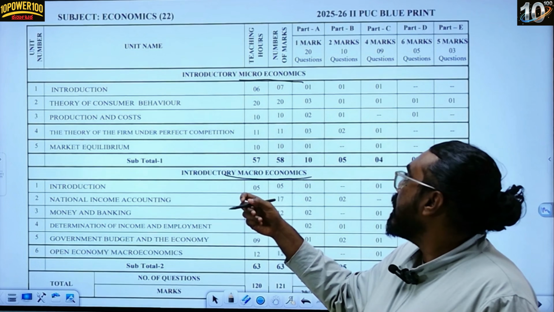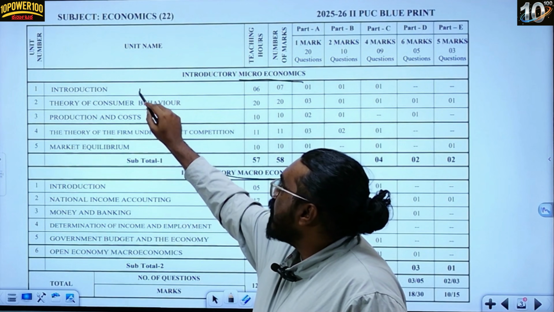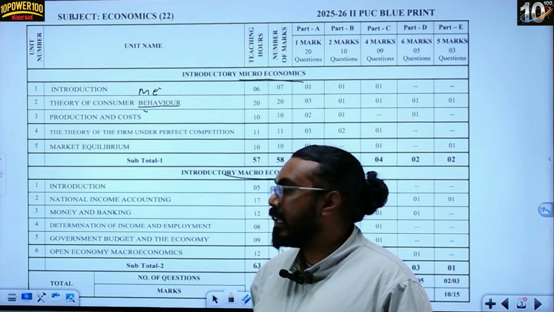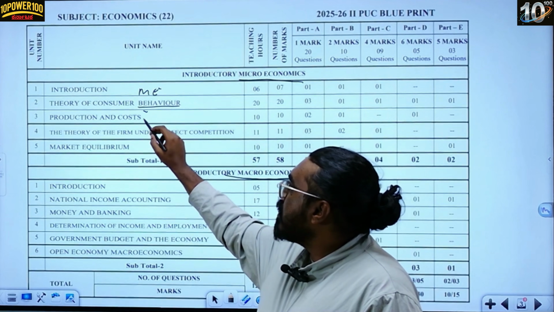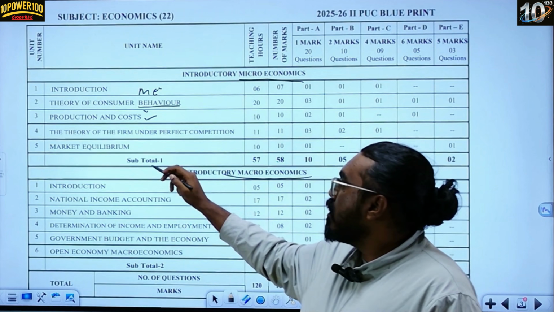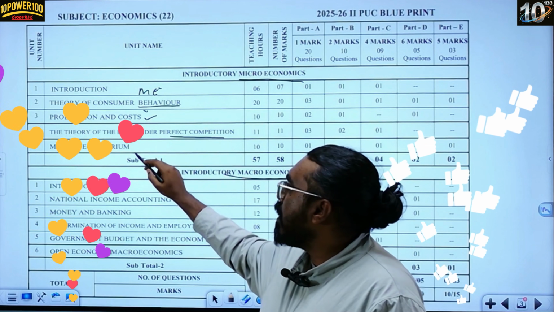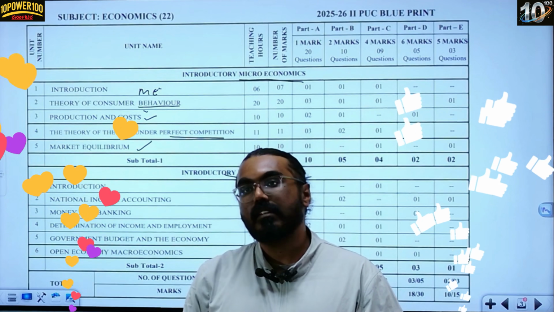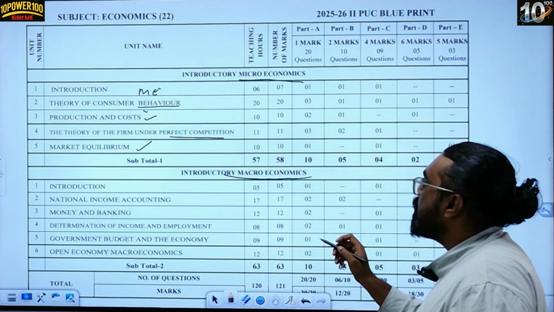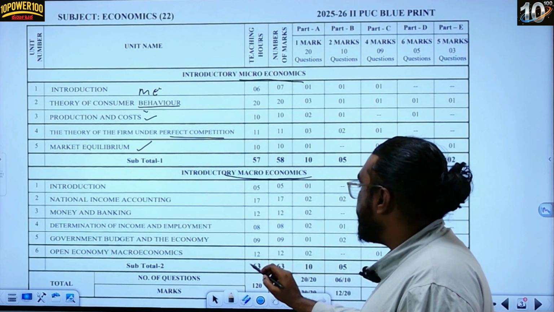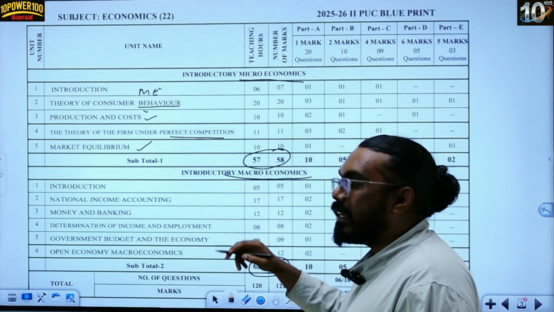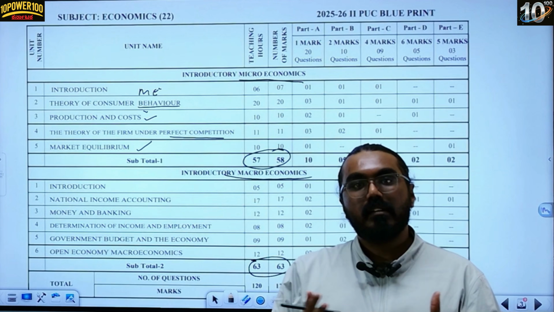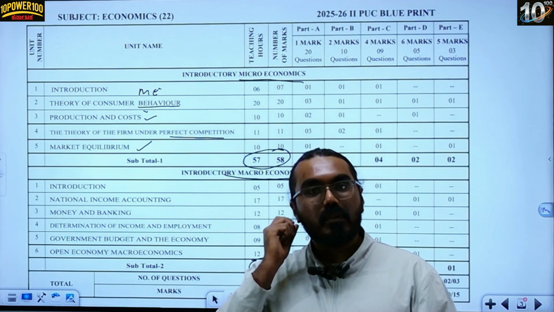Under microeconomics, you have introduction to microeconomics. You will have your chapter on theory of consumer behavior. Then you have the production and costs lesson. You have the theory of firm under perfect competition, and then market equilibrium. So these are the lessons in your microeconomics section. Look at the weightage for each of these, right? If you look at it, both macro and microeconomics have a good amount of weightage. Around 120-ish marks, both sections have almost equal weightage.